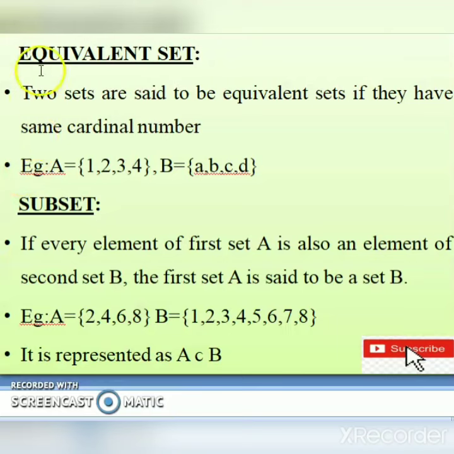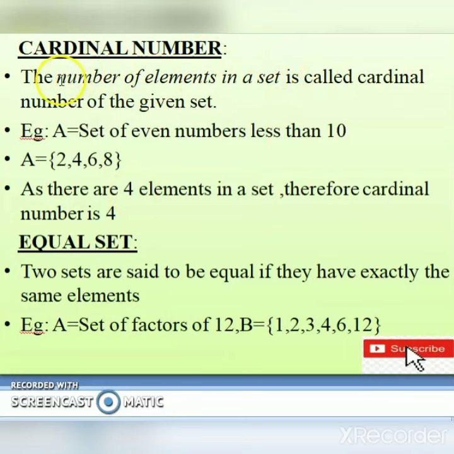Now the next set is the equivalent set. What is an equivalent set? Two sets are said to be equivalent if they have the same cardinal number. For that, we need to know what cardinal number means. The number of elements in a set is called the cardinal number. For example, here I have 2, 4, 6, 8. How many elements are there if I count? 1, 2, 3, 4. The number of elements present in a particular set is called the cardinal number.